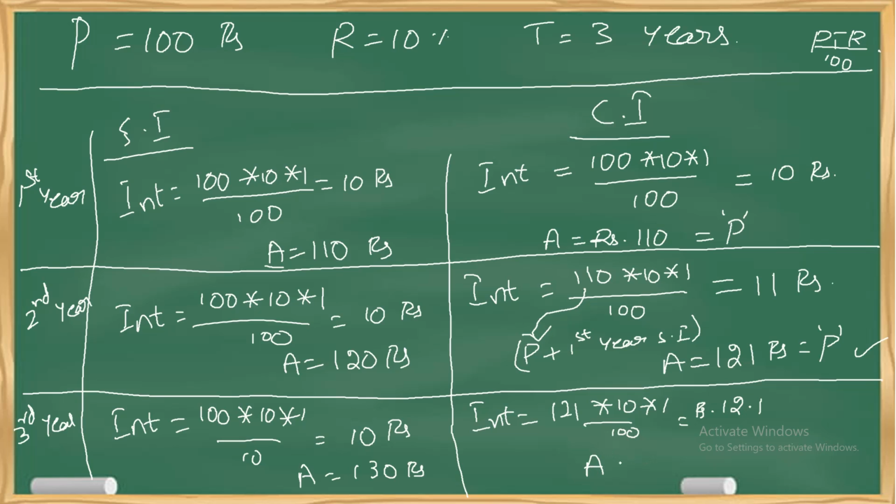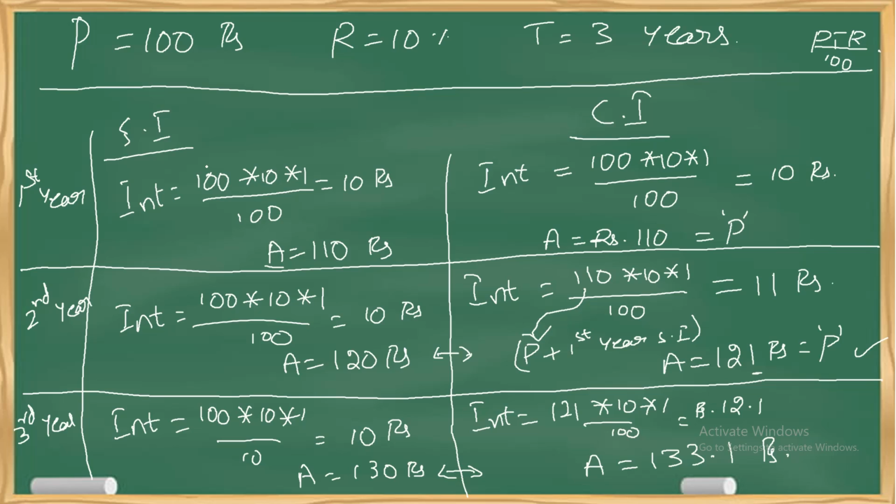12.1 rupees. The final amount to be paid here is 133.1 rupees. So what is the difference between the amounts after 3 years? It is 3.1 rupees. What is the difference between the amounts after 2 years? That is 1 rupee. How are you getting this 1 extra rupee or 3.1 extra rupees? It is interest on interest.